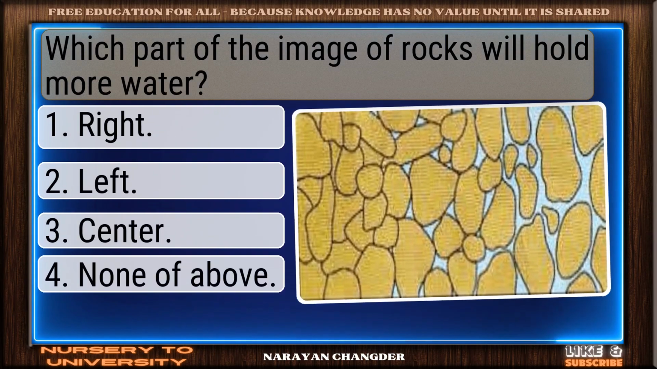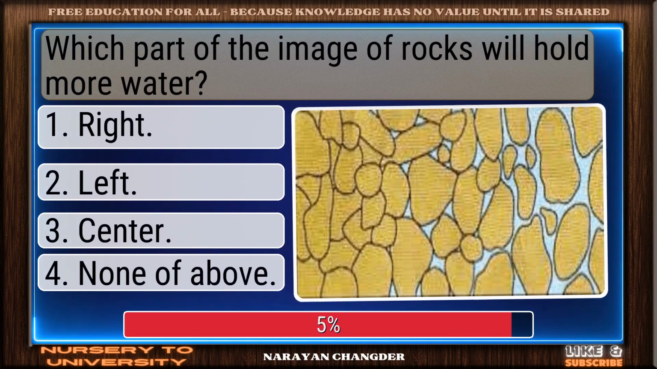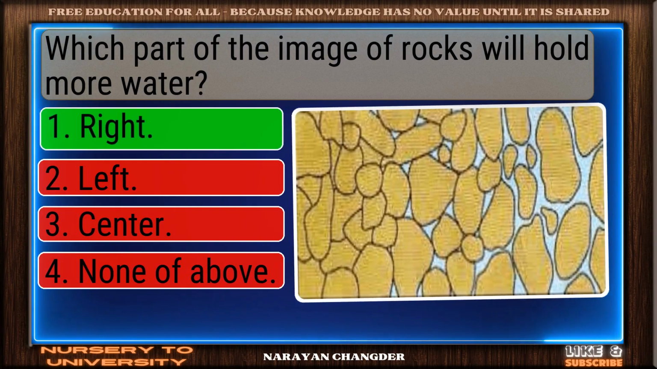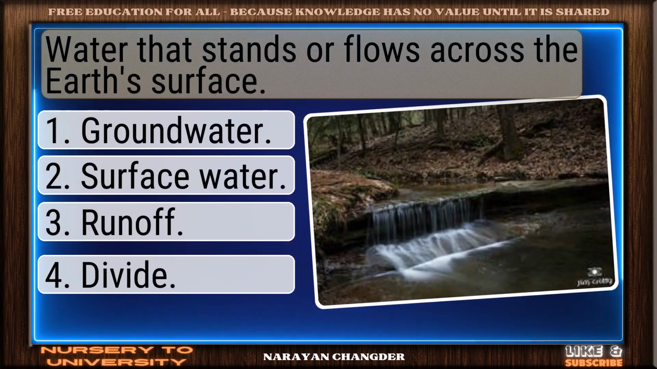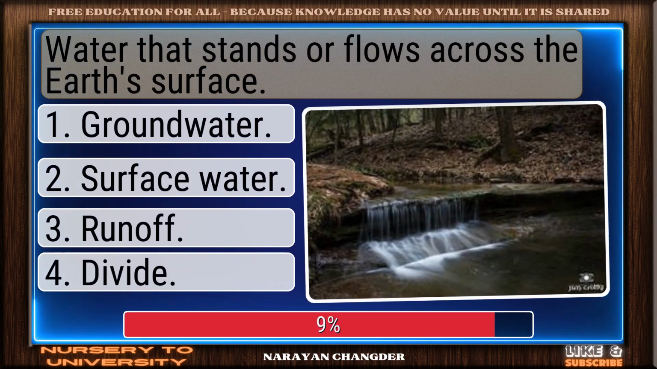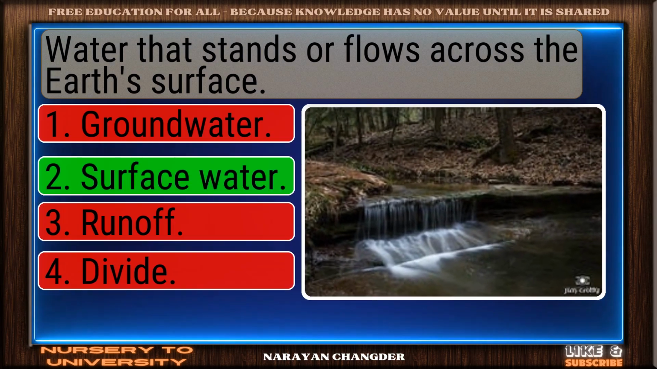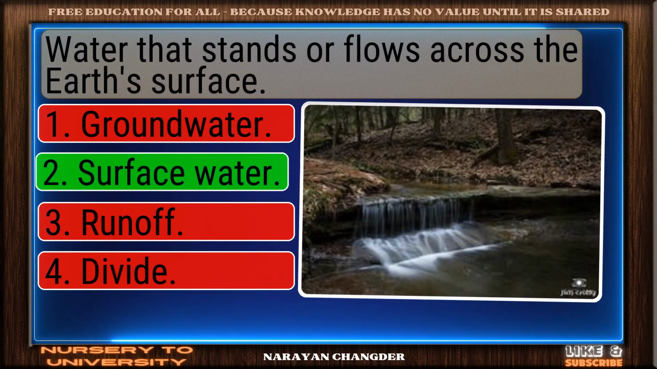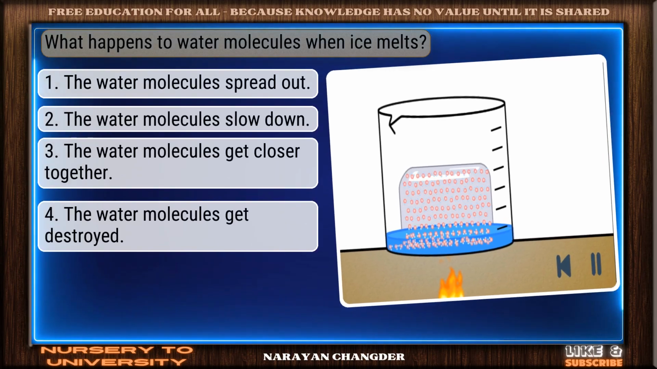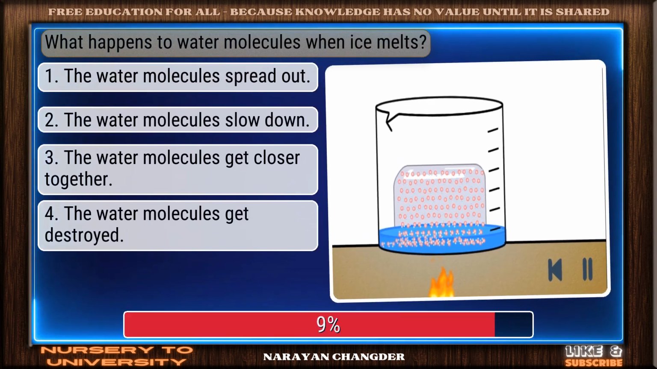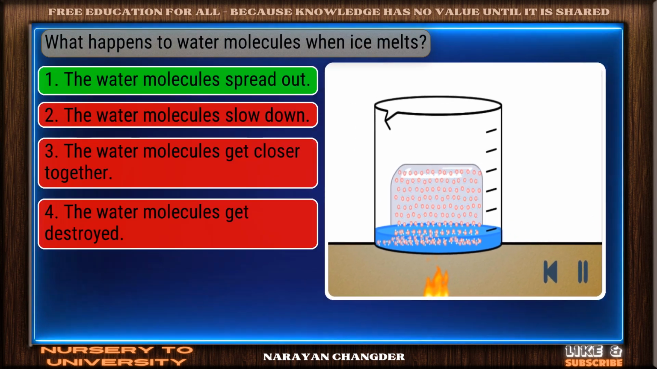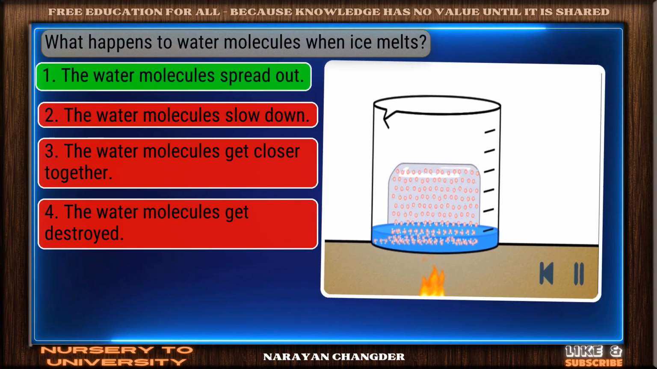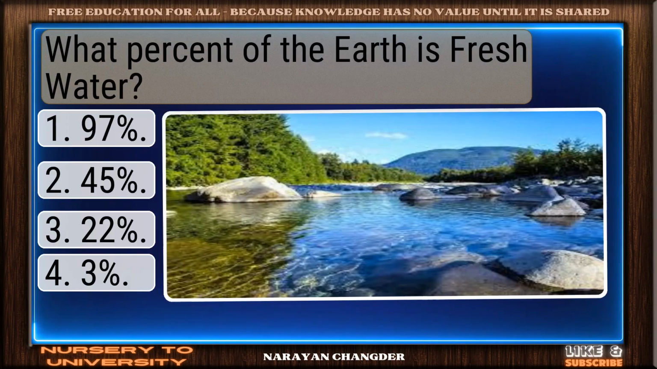Which part of the image of rocks will hold more water? Smart move. Right is an accurate answer. Water that stands or flows across the Earth's surface. You got it. Your choice, surface water, is right. What happens to water molecules when ice melts? Exactly. The water molecules spread out makes sense, and it is the right choice.